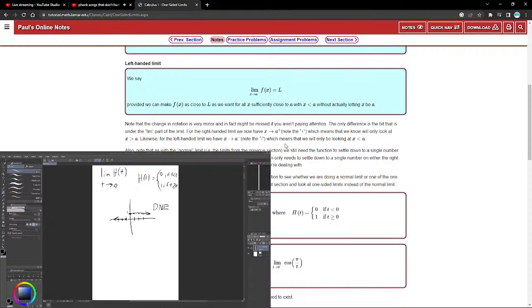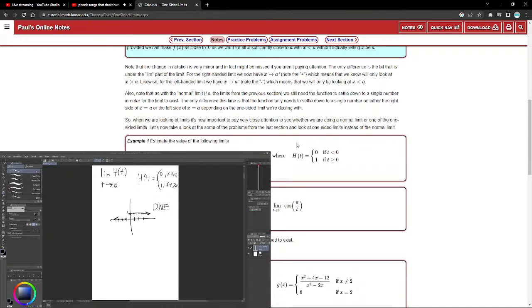Note that the change in the notation is very minor, and in fact might be missed if you aren't paying attention. The only difference is the bit under the limit part, or the lim part. For the right-handed limit, we now have x approaches a to the positive, which means that we will only look at x greater than a. Likewise, for the left-hand limit, we have x approaches a to the negative, which means that we will only be looking at x less than a.